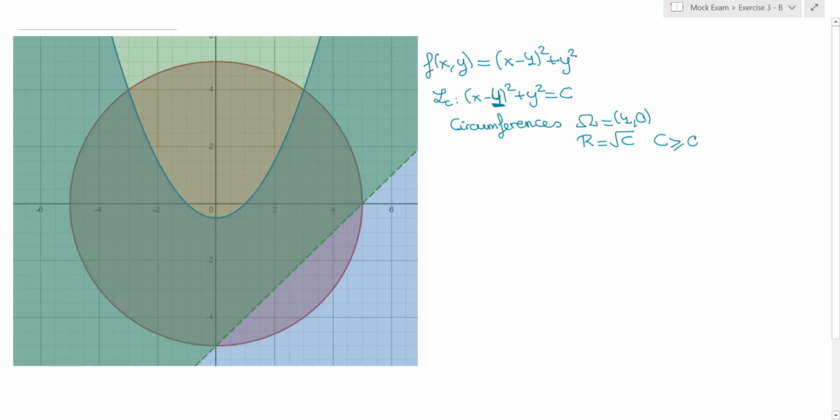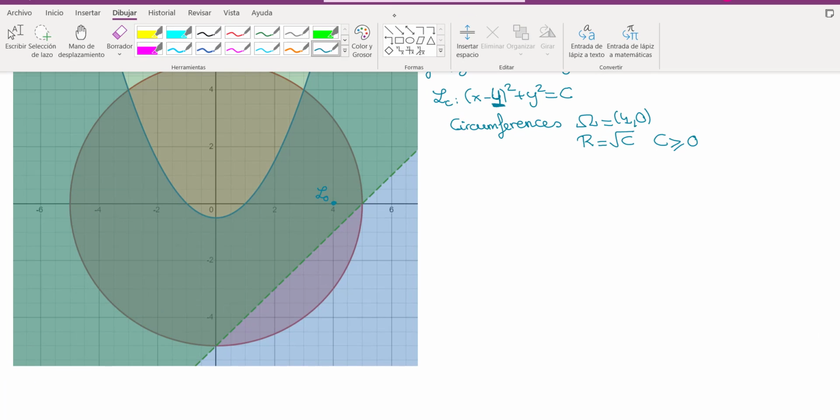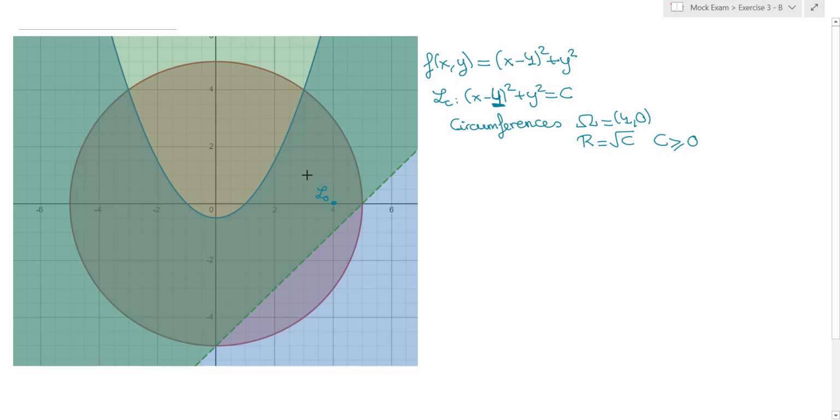Of course, C must be bigger or equal to 0. This means that this function, as a sum of squares, cannot take negative values. What does this mean? This means that here, this point with radius 0 is the level curve of value 0. And now I will try to draw some other level curves.